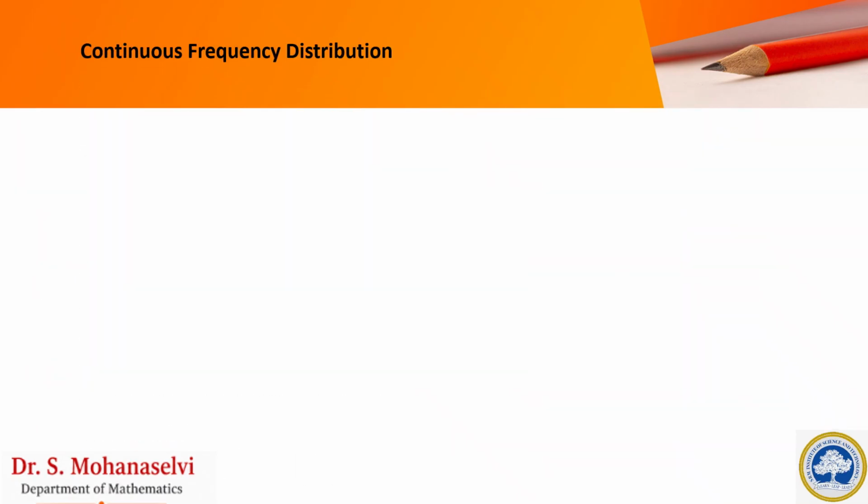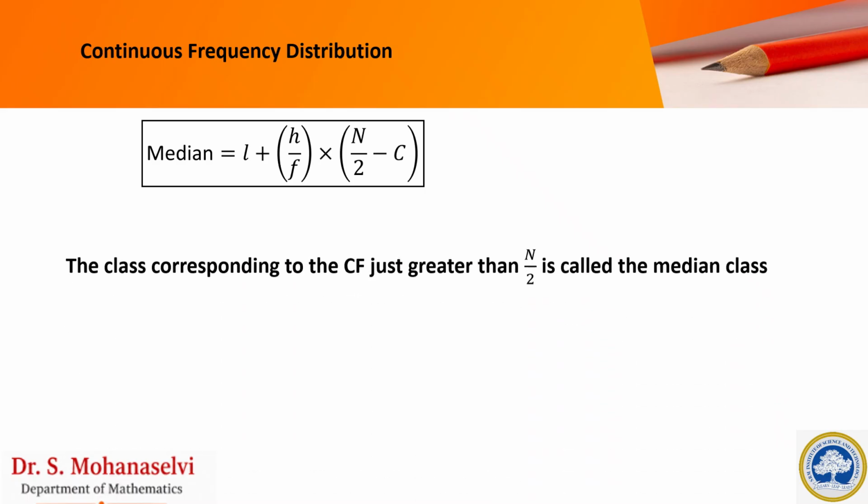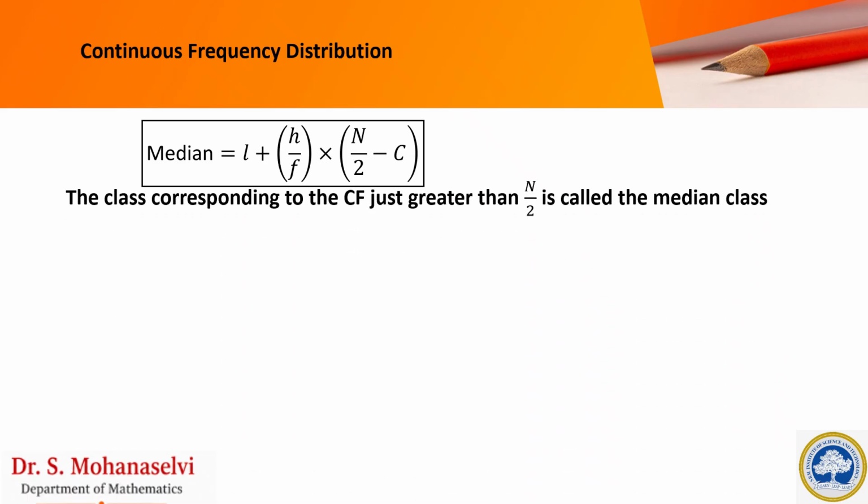Now let us understand the formula for calculating the median for a continuous frequency distribution. We have to start with identifying the median class. First we calculate the total frequency N, then we find N by 2. Next we look into the cumulative frequency column and identify the median class. The median class is the class whose cumulative frequency is just greater than N by 2. After identifying the median class, we use the median formula.